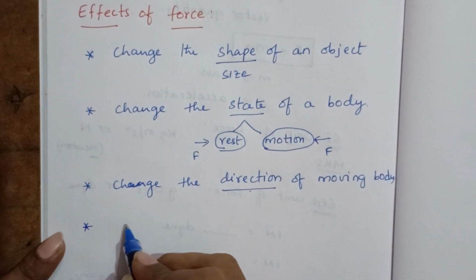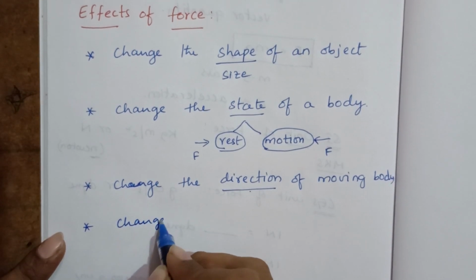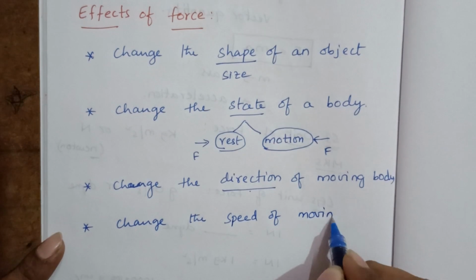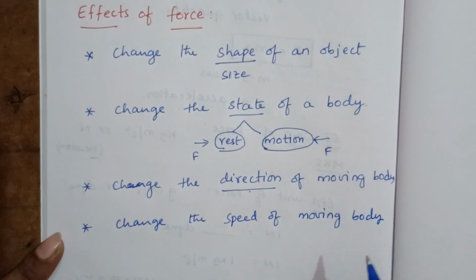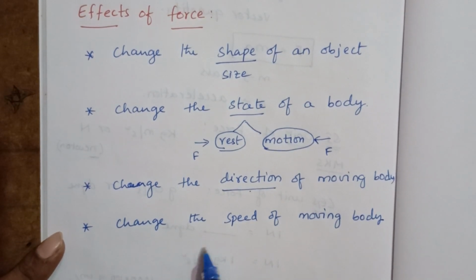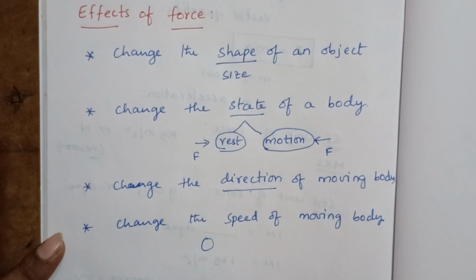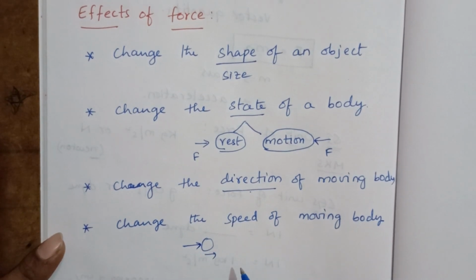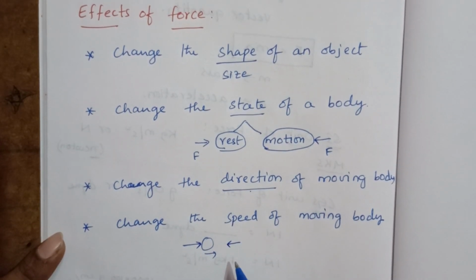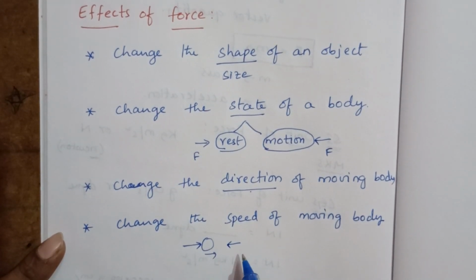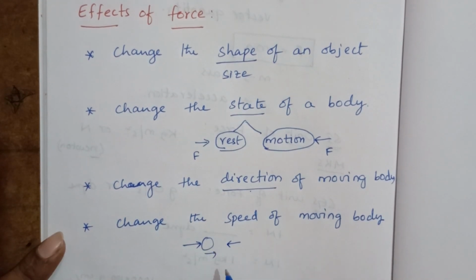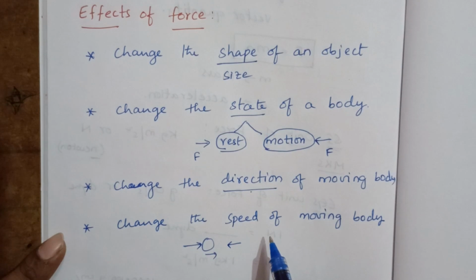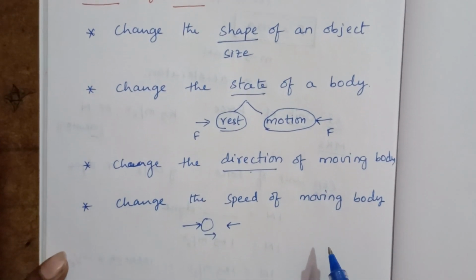Now next, force can change or try to change the speed of a moving body. Let us take football. If a ball is rolling in this direction and we apply force in the same direction, its speed increases. If we apply force in the opposite direction, speed decreases. So force changes the speed of a moving body. These are the effects of forces.